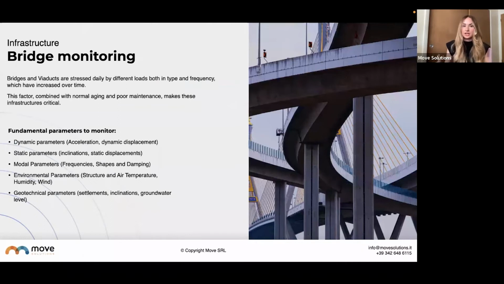So first, I want to talk about bridge monitoring. I'm not going to talk about every type of infrastructure monitoring because in my next webinars, I want to kind of focus in on each application and talk about them in more detail.